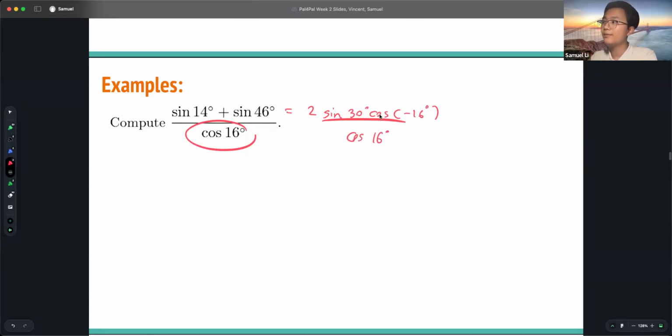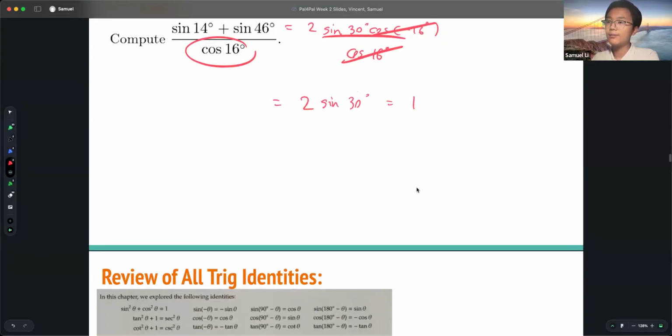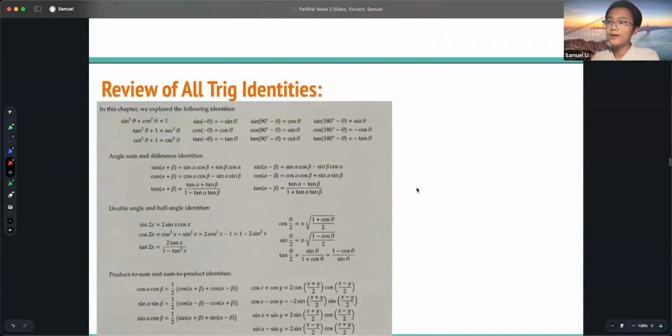And once again, these two cancel, because if you think about it from the unit circle perspective, this right here is 16 degrees. This right here is negative 16 degrees. So they have the same x coordinate, and therefore their cosines are the same. So this right here becomes twice sine 30 degrees, which is just 1. Okay, so that's the sum to product and product to sum.